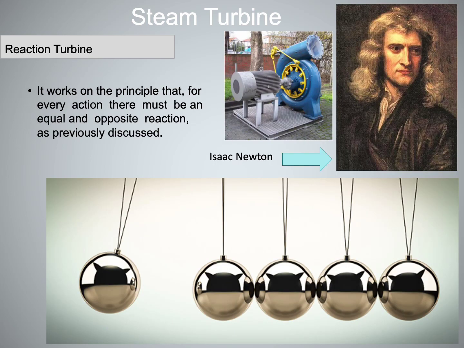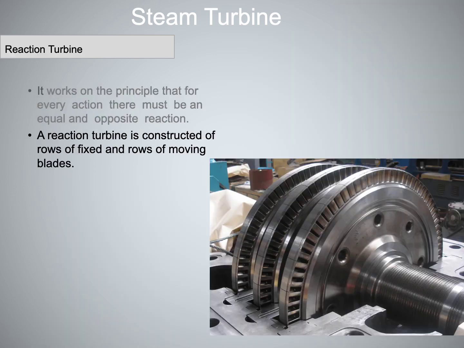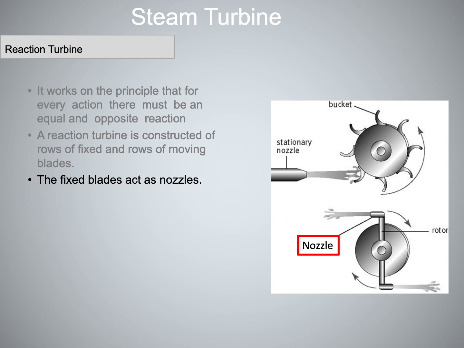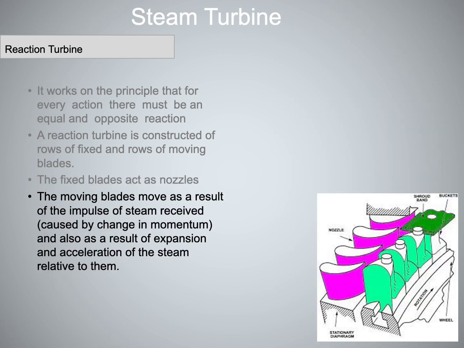It works on the principle that, for every action there must be an equal and opposite reaction, as previously discussed. A reaction turbine is constructed of rows of fixed and rows of moving blades. The fixed blades act as nozzles. The moving blades move as a result of the impulse of steam received, caused by change in momentum, and also as a result of expansion and acceleration of the steam relative to them.